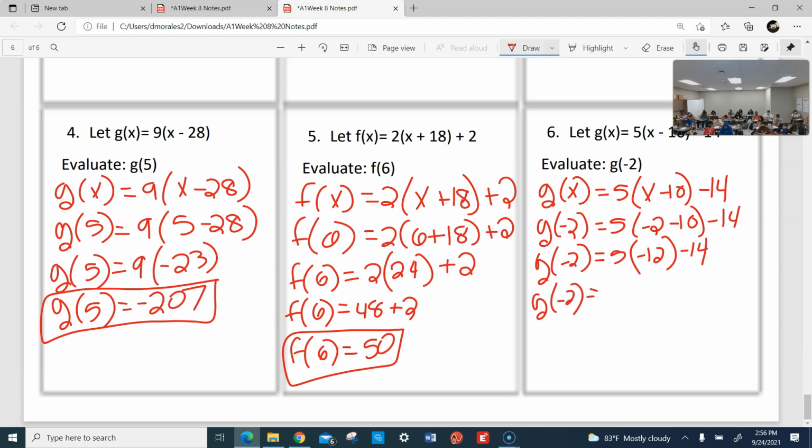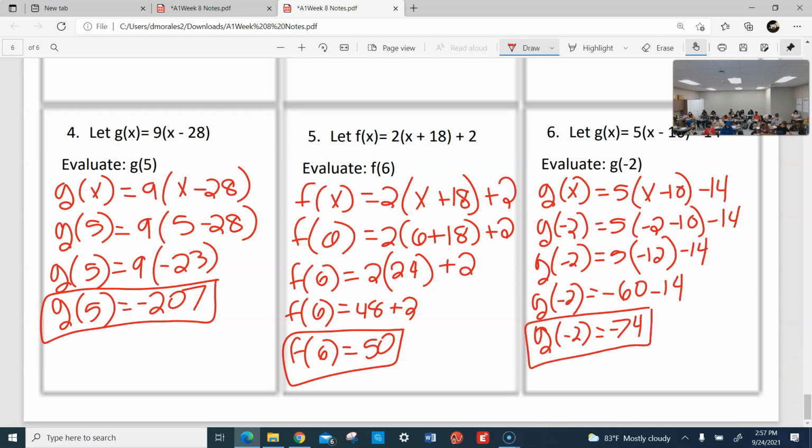5 times negative 12 is negative 60 minus 14 more. So we're going to get a pretty big, oops, that's a g. We're going to get a pretty big negative number of, did you guys get negative 74? Yeah. Then you guys did it absolutely correct.